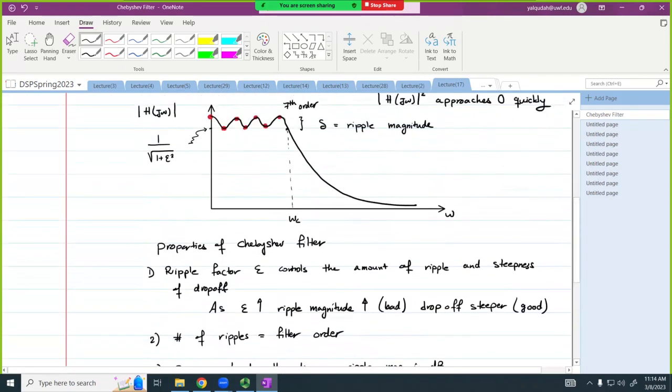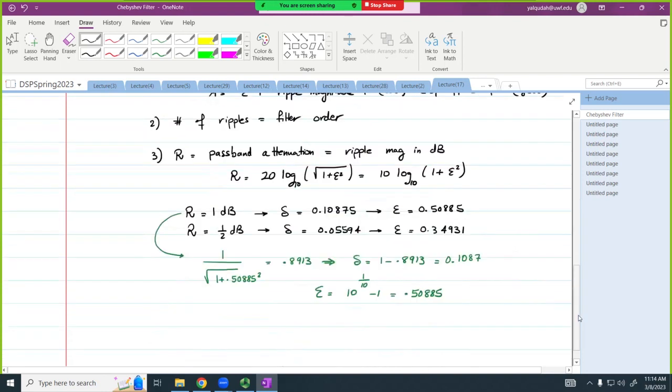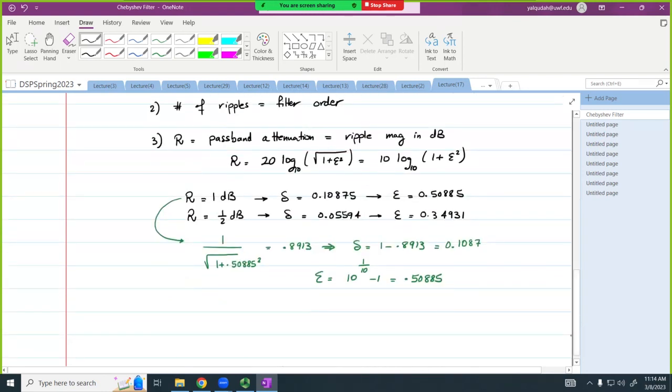This is what the delta is, which is the 1. This magnitude here is a 1. We have a normalized filter, so the magnitude at 0 frequency is a 1. The difference here, we defined as the ripple magnitude. So 1 minus 1 over the square root of 1 plus epsilon squared is going to equal delta. Together, everybody? Let's write it down.